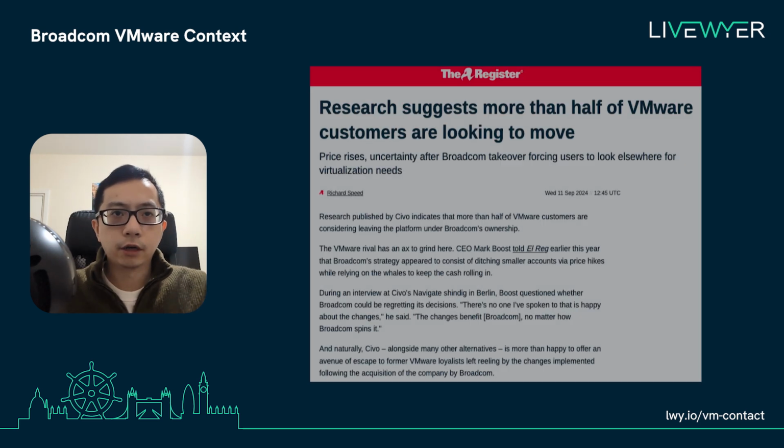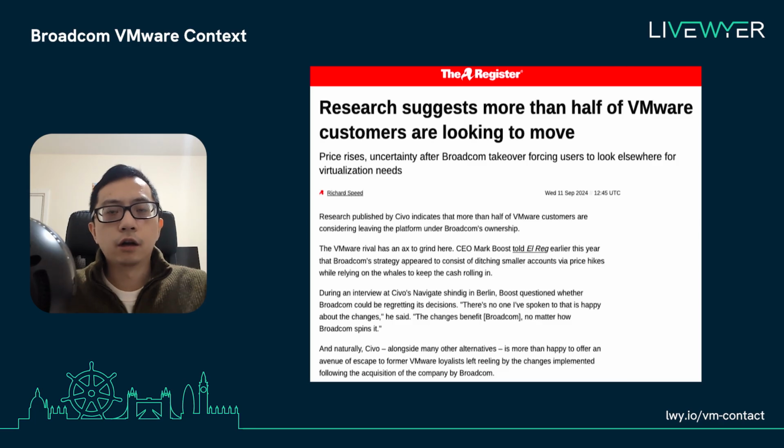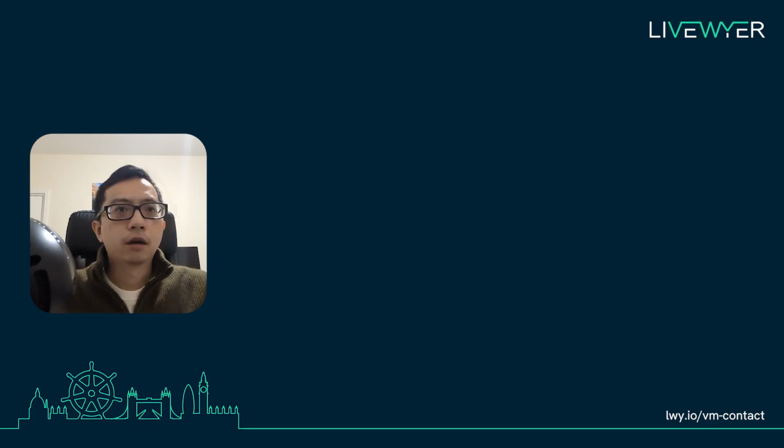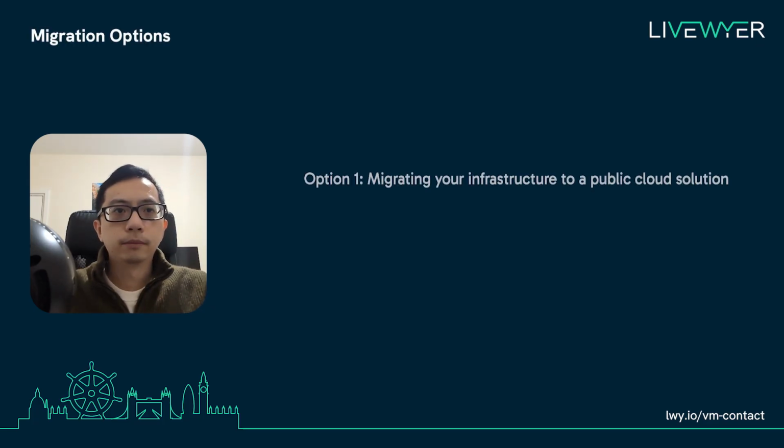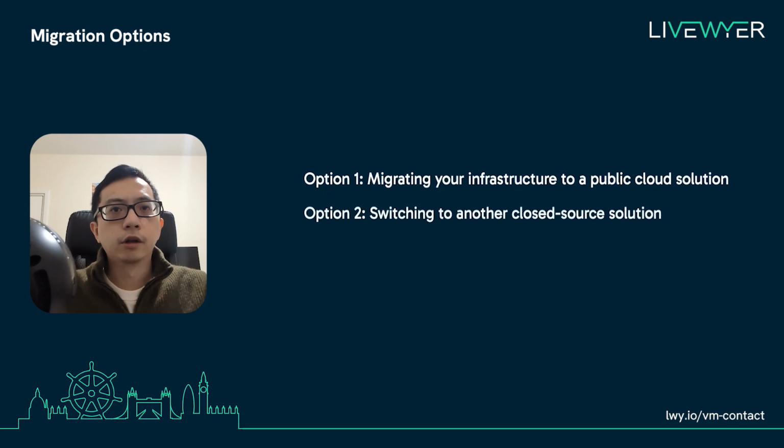There is research out there suggesting that more than half of VMware customers are leaning towards the second option, moving away. But what options are available to those looking to make this transition? There are three general available options. Option 1 is migrating your infrastructure to a public cloud solution. Option 2 is switching to another closed source solution. And option 3 is migrating to an open source solution.